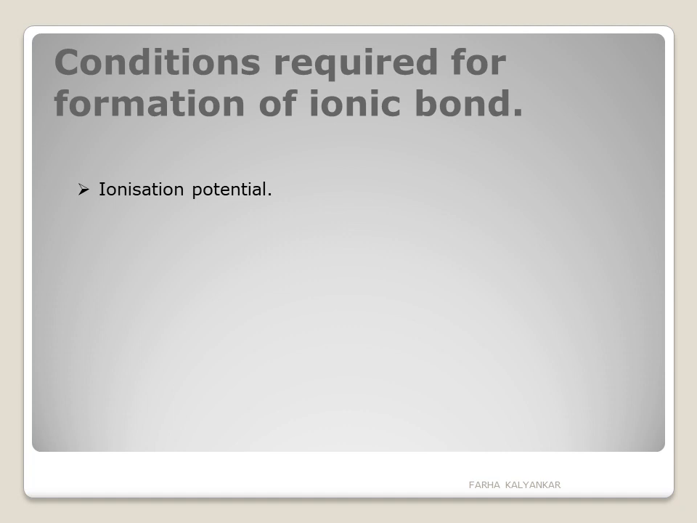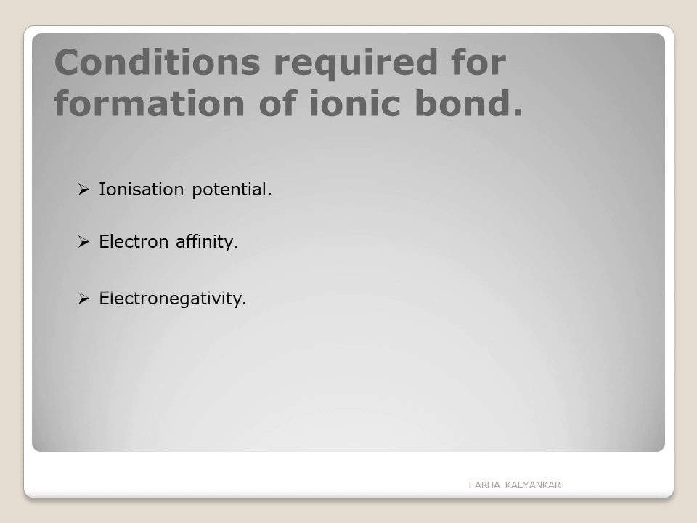The second condition is electron affinity. It refers to the energy released when an atom gains an electron. In ionic bond formation, one atom should have lower electron affinity, whereas the other atom should have higher electron affinity so that it can accept electrons readily.